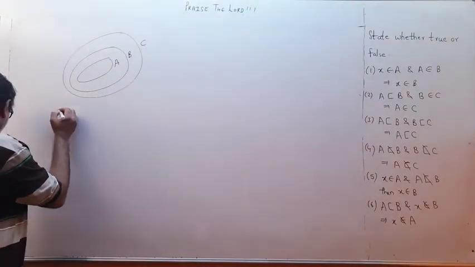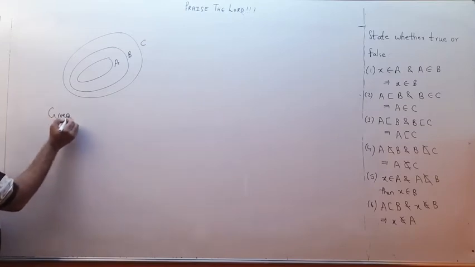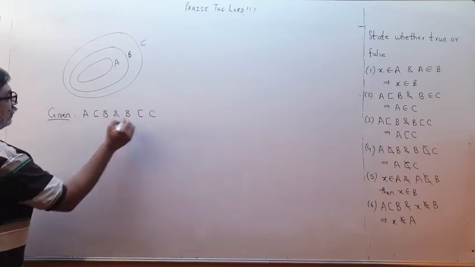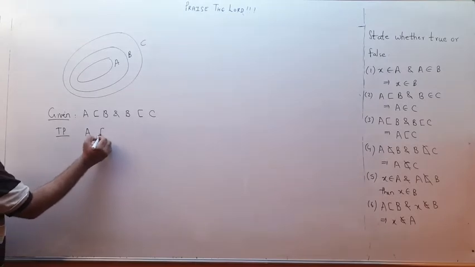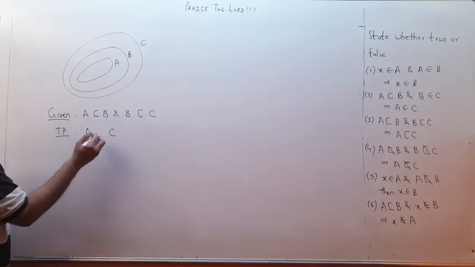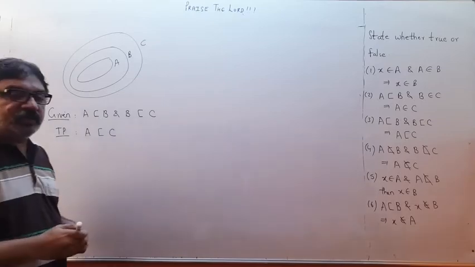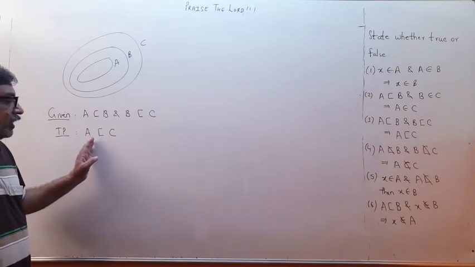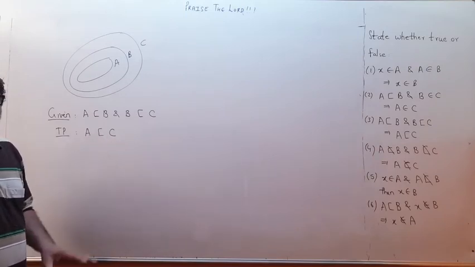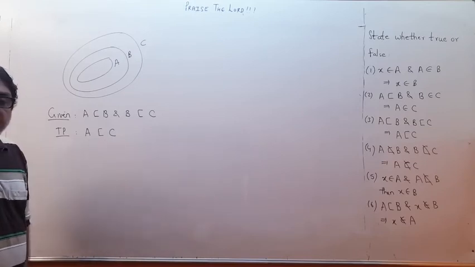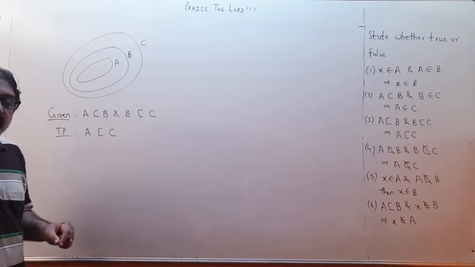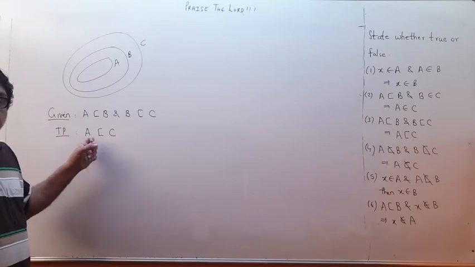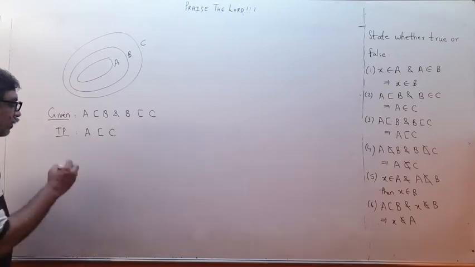Given, you have to go like this. Given is A subset of B and B subset of C. I have to prove A subset of C. Children, how do we prove that one set is subset of another set? If I want to prove A subset of C, take some element over here and prove that it is present here also. Then this will be subset of this. That is the technique to prove one set as subset of another set. So proof goes like this.